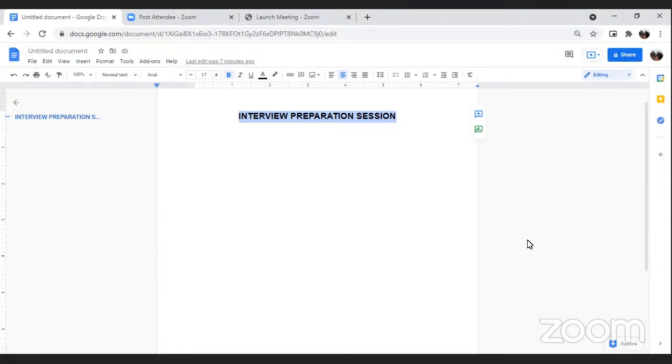It's 3 o'clock, and let's start this session where we discuss the interview preparation questions regarding data science and the related topics. So let's start with the first question. Let's start. What is multicollinearity and how do we deal with it?